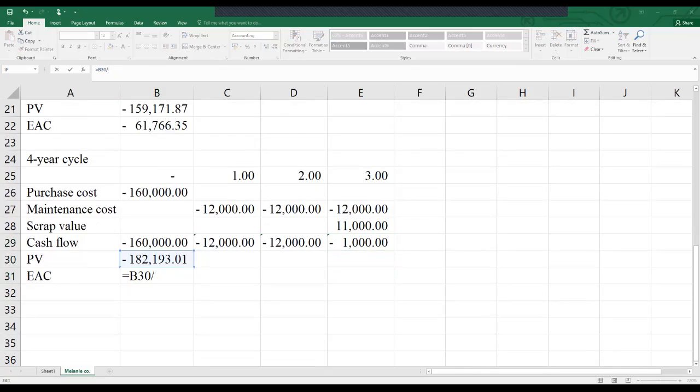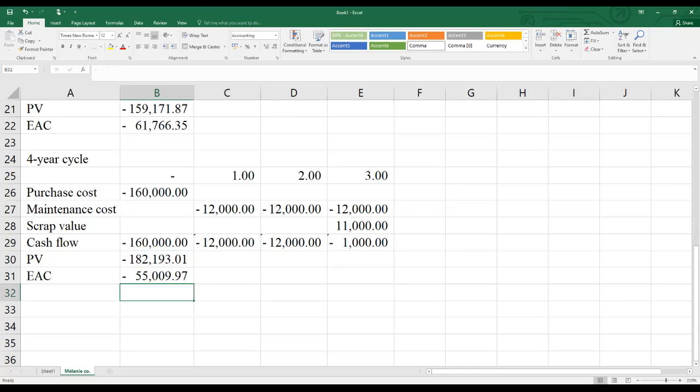4 years at 8% is 33.12. So therefore, 33.12, and I get a cost of 55,000. This is the cost per year if the company was to use a 4-year cycle. Now, which is a better time for the company to replace the assets? Of course, it is at the end of year 4. Why? Because the cost per year is minimal as a 4-year cycle.